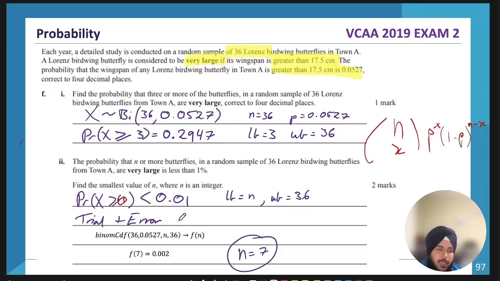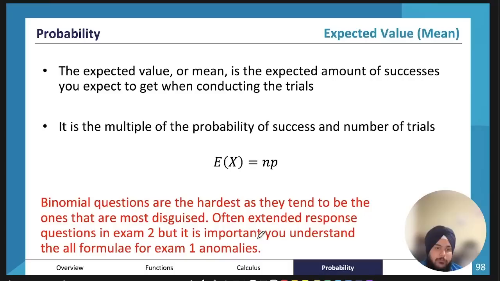Alternatively, what you can do is trial and error. So try subbing in different values for n into your calculator to see what gives you less than 0.01. And in this case, that would be n equals 7. So again, let me know if you have any questions in the chat. Otherwise, we'll look at the expected value.